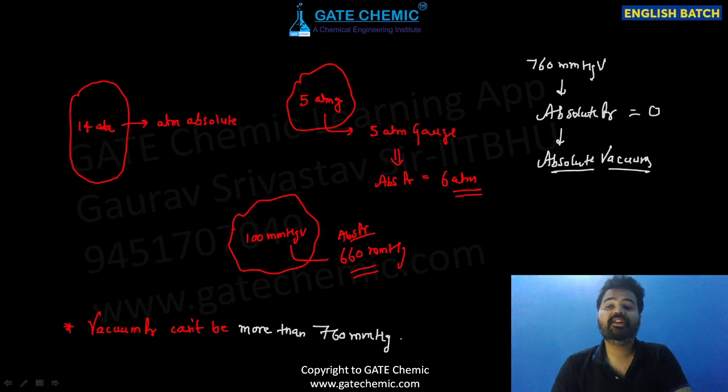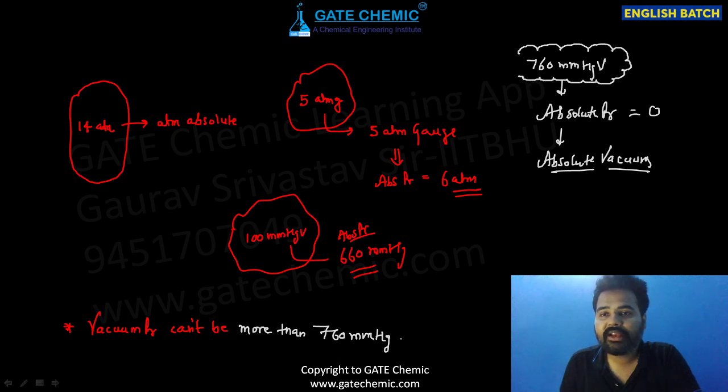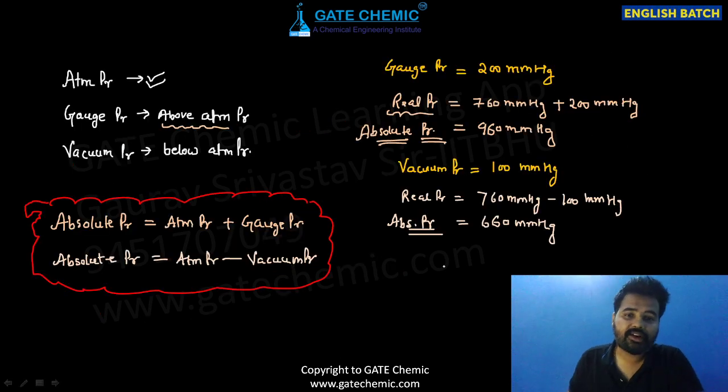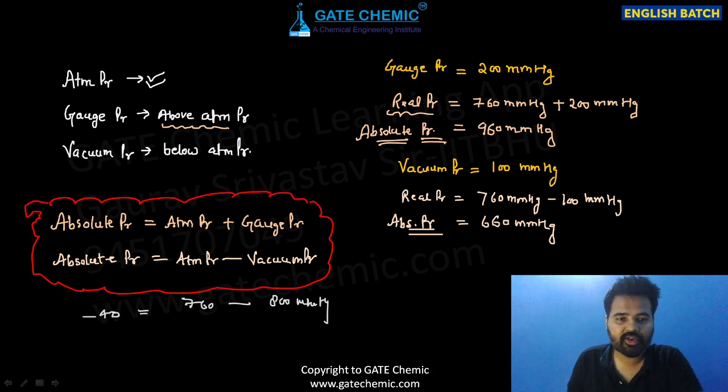But see, Chetan, I told you that vacuum can't be more than 760 mmHg. Why? Because the atmospheric pressure is 760 mmHg. If I tell you 800 mmHg of vacuum, what does it mean? What is absolute pressure? 760 was atmospheric pressure, so 760 minus 800 is minus 40. No.